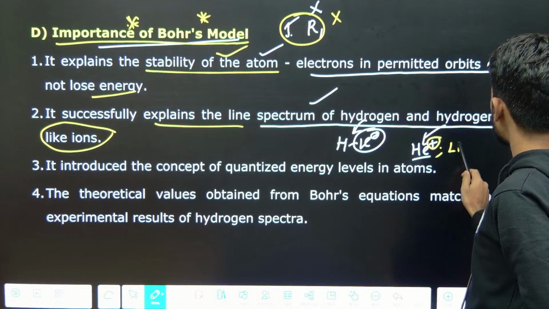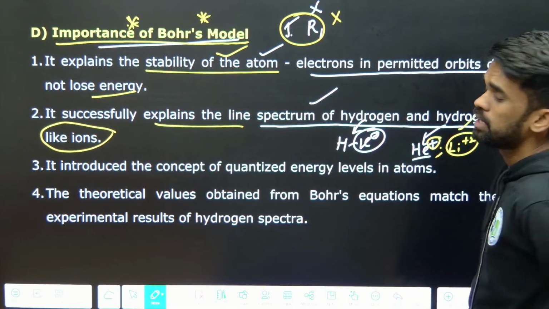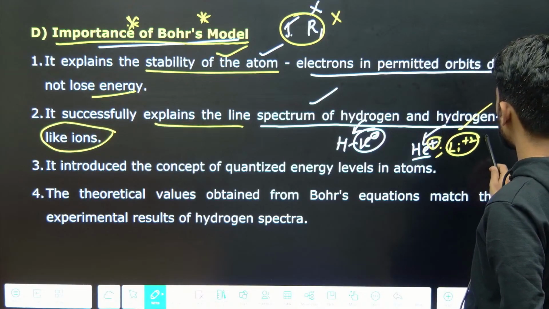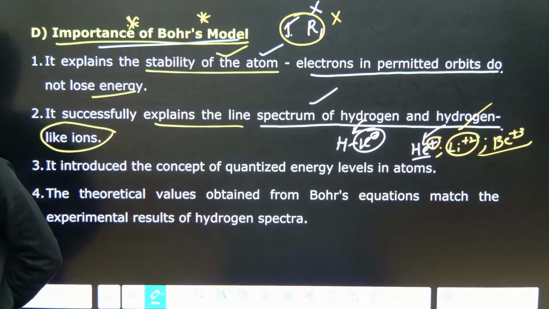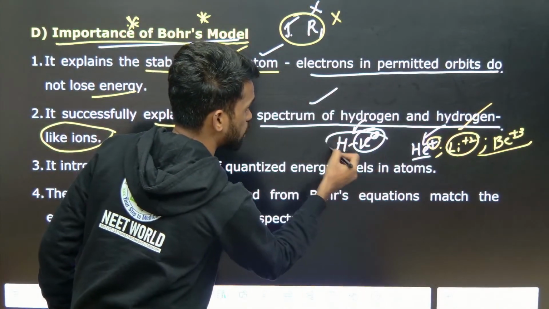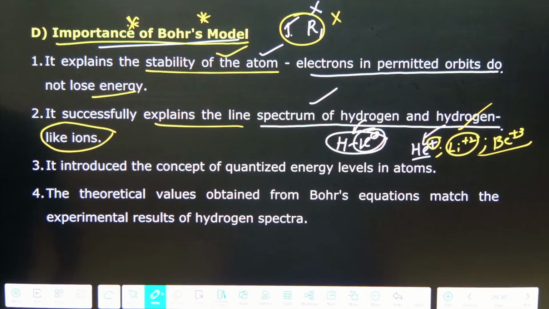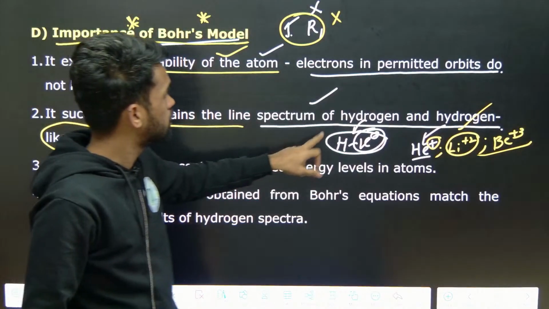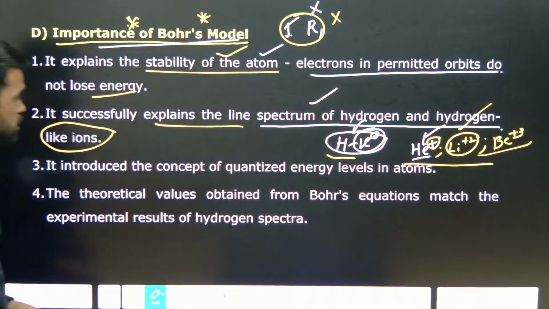So this is also considered a hydrogen-like species. Or Li plus 2 ion: the atomic number is 3, and plus 2 means you are removing 2 electrons, so it is also considered a hydrogen-like species. Helium ion, lithium 2+ ion, and beryllium 3+ ion, Be plus 3, are some examples of hydrogen-like species. Remember this term. So the Bohr model is applicable only for single-electron species like hydrogen and hydrogen-like species only. Hope the discussion is clear.